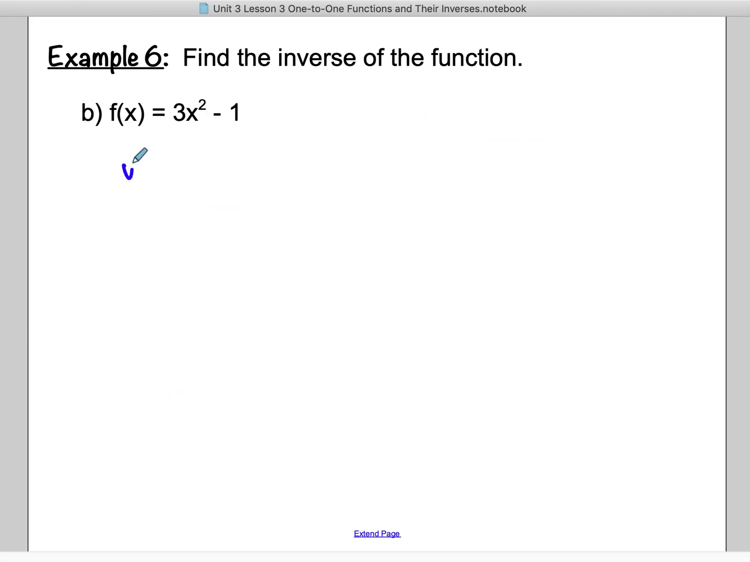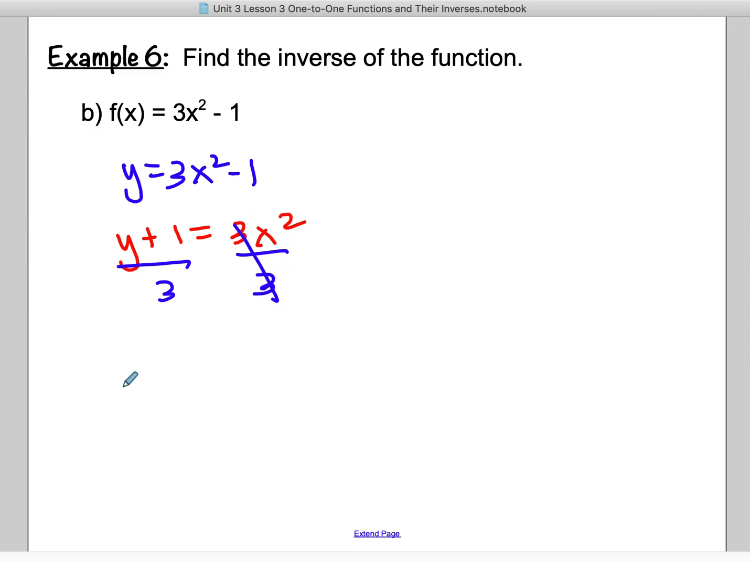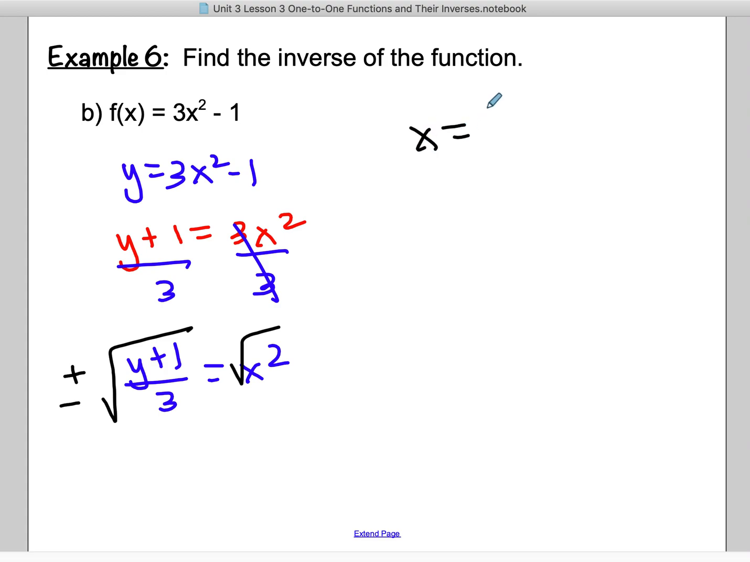6b, find the inverse. So I have y equals 3x squared minus 1. And then I get x by itself. So I'd add 1 to the other side. I have 3x squared, and then I would divide both sides by 3. So now I have y plus 1 divided by 3 equals x squared. Now in order to get x by itself, I would take the square root. And remember, when you take the square root, we have two answers, plus or minus. Okay, so x is equal to plus or minus the square root of y plus 1 all over 3.